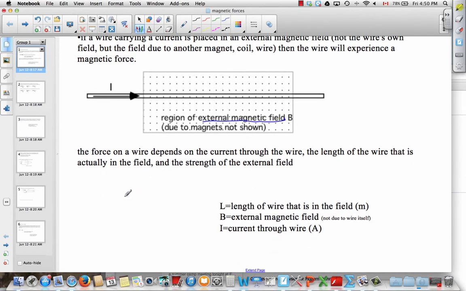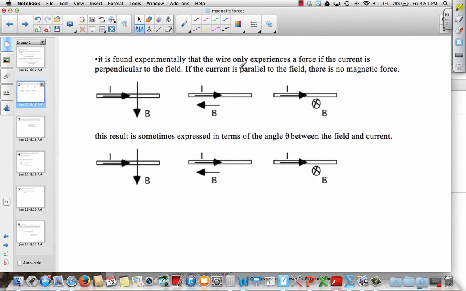Now, it turns out that the amount of force that you get depends on several things. First of all, it depends on the length of the wire that's in the field, L. It depends on the current that's going through the wire, I. And then it depends on the external field strength, how strong that field is. But there's a little bit more to it than that, because you only get force if the current's perpendicular to the field. If the current happens to be parallel or anti-parallel, then there's no magnetic force.